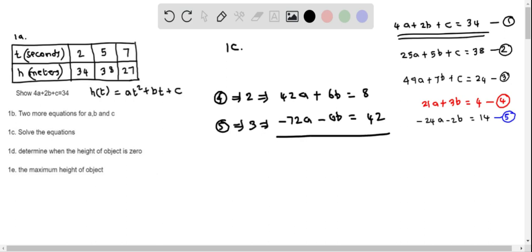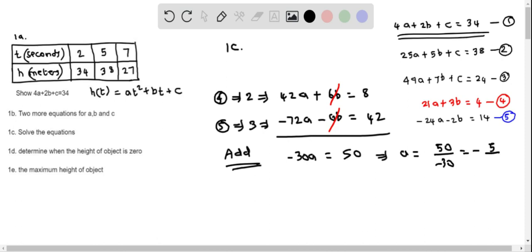Now we can see that we have positive 6b and negative 6b, so we just have to add here. When we add, we don't have to change the sign, so you can simply cancel these two terms. Now 42a minus 72a is negative 30a. And this is equal to, we are adding here, so 42 plus 8 is 50. So now we can determine the value of a if we divide both sides by 30. So I do 50 by minus 30. This is equal to negative 5 by 3. So we get the value of a equal to negative 5 by 3.